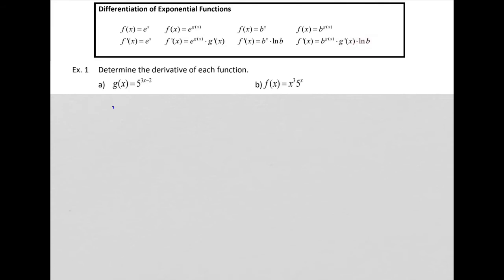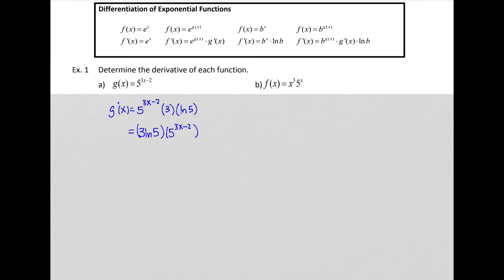So g prime x will be copy down the function, times by differentiation of the exponent, which is 3, times by ln of the base, which is 5. And then we rewrite it. We do 3 ln 5 and 5 to the exponent 3x minus 2.